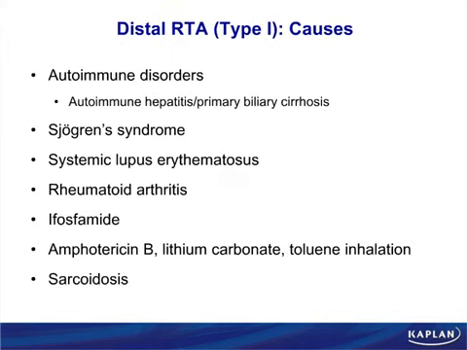What can cause a distal RTA? Well, it's autoimmune disorders. Many autoimmune disorders like Sjogren's, SLE, rheumatoid arthritis, several drugs like ifosfamide, amphotericin B, sarcoidosis, lithium, toluene. I actually had a patient with toluene a few weeks ago. So if they give you a teenager who has a distal RTA, think about toluene, because toluene is in glue. A lot of teenagers sniff glue to get a nice high, and then you get distal RTA, and now you have alkaline urine. So glue sniffers, toluene, you can get a distal RTA.